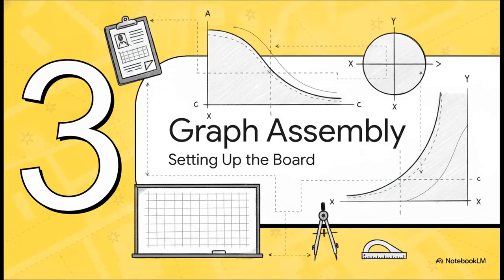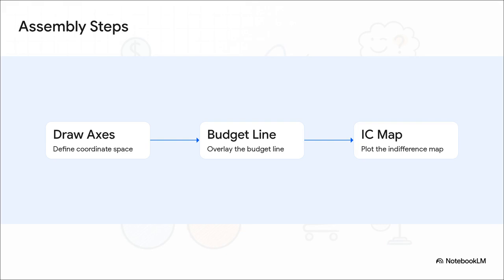Let's move to Section 3, graph assembly, and see how this builds. It's time to visually construct our economic map. We're going to assemble this graph layer by layer to lower the cognitive load and keep things crystal clear. First, we draw our axes. Then we overlay the budget line. And finally, we plot the indifference map.